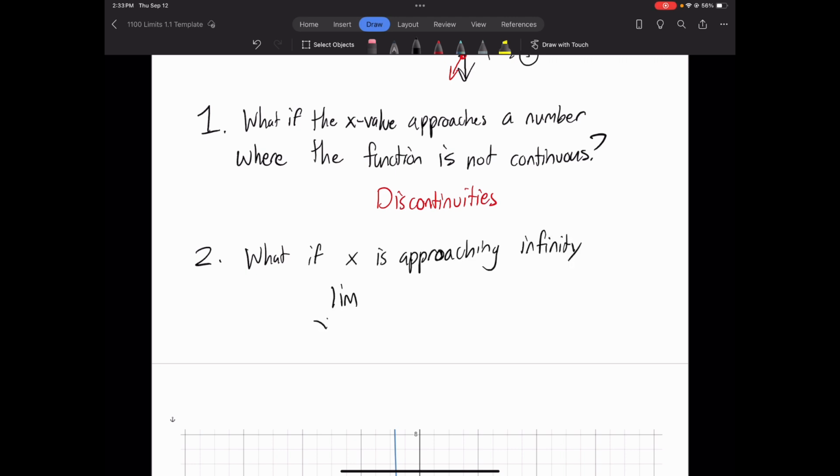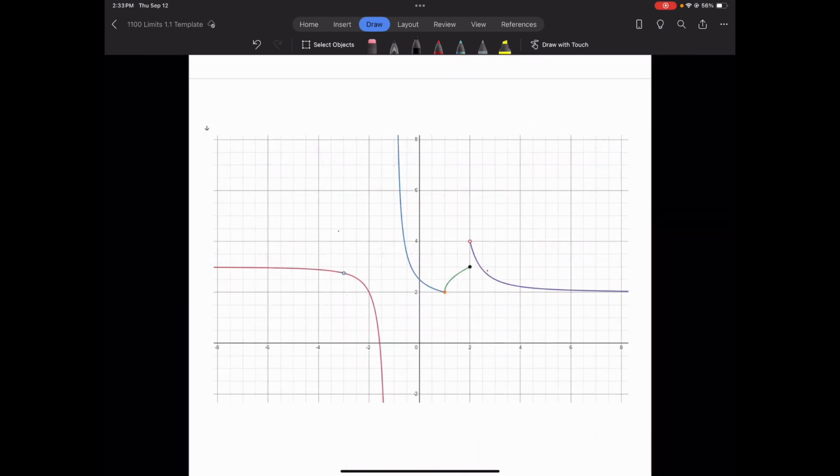In limit notation, that would look like this. If I let x approach infinity, what happens to my function? Limits are important here because I can't actually plug infinity into my function. So that's where limits are important. Let's look at an example now.